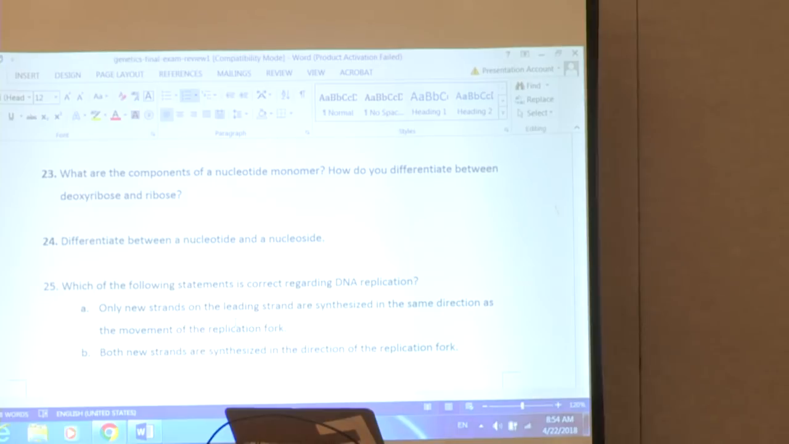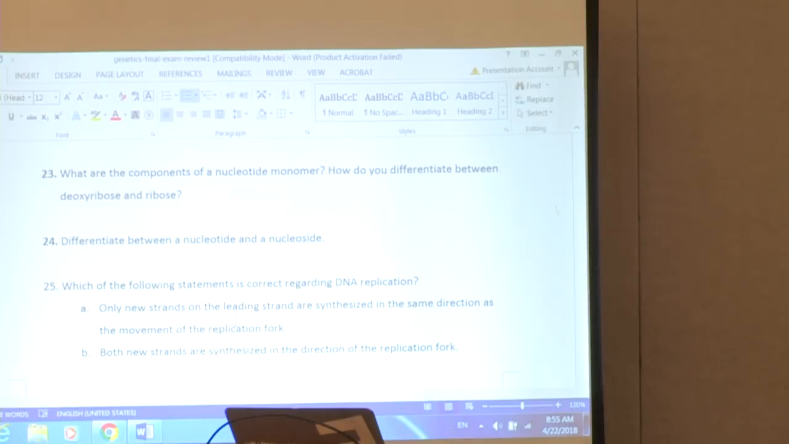So we just talked about what a nucleotide is, right? It's a nitrogenous base with a ribose sugar and a phosphate group. But now we're differentiating between a nucleotide and a nucleoside. So a nucleoside has something extra, or it's missing something? It's missing what? Nitrogenous base. Okay. Does everyone agree with that? Phosphate?